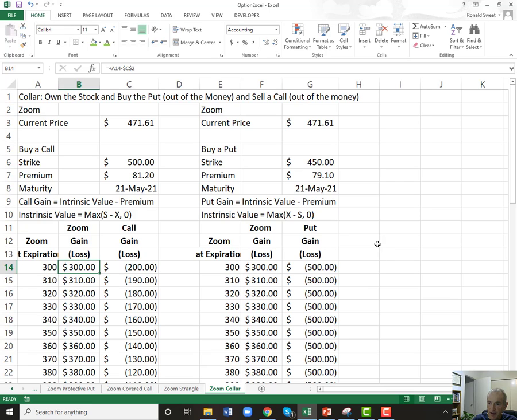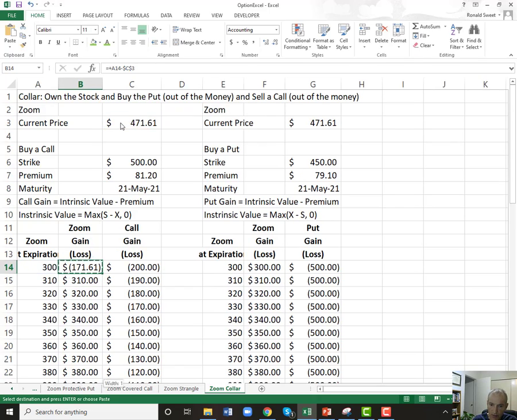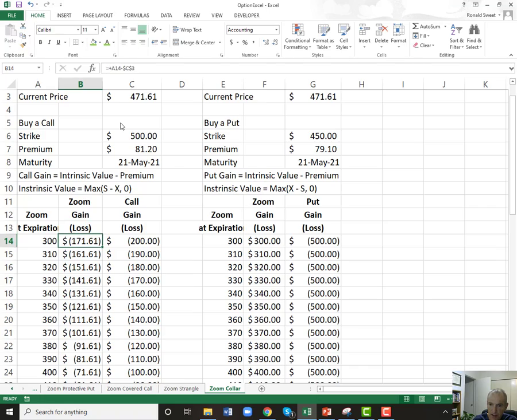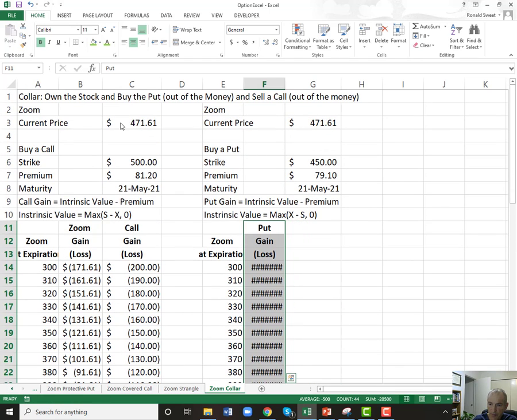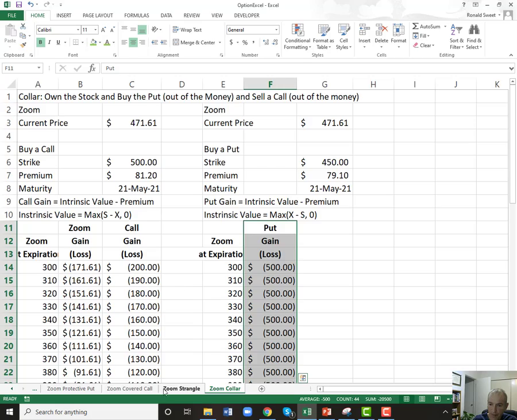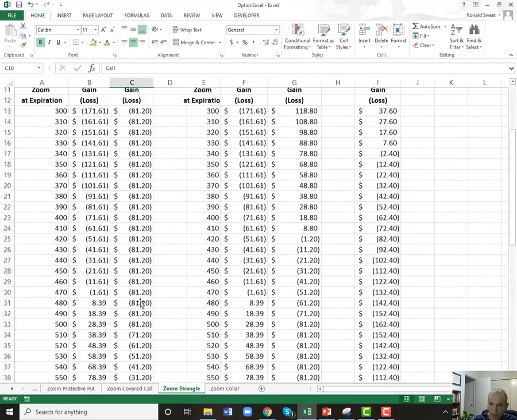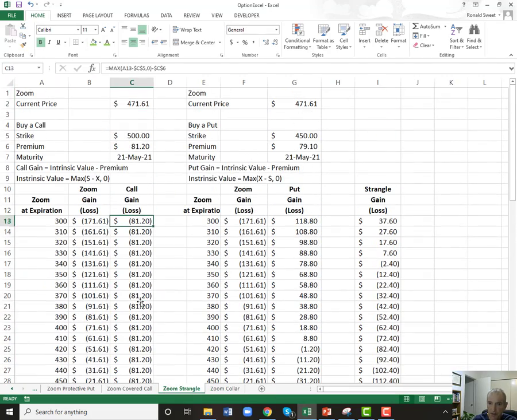All right, so for the call, remember what we did. We got the stock gain. Here I've got to adjust this down. The stock gain is the 300 minus the 471.61. So there's my stock gain. I don't need this one. And let's make sure we got good numbers here.